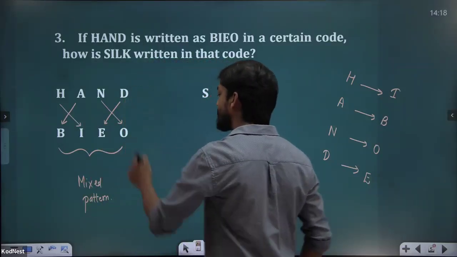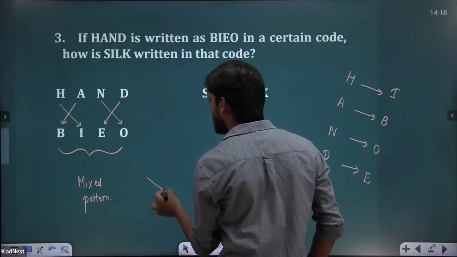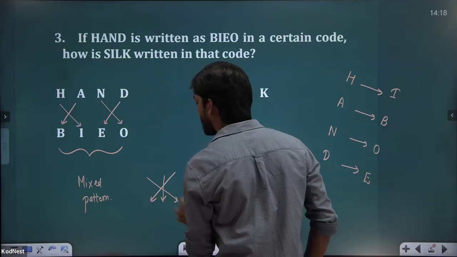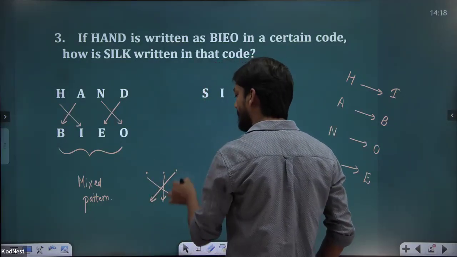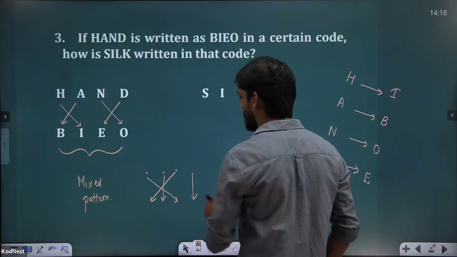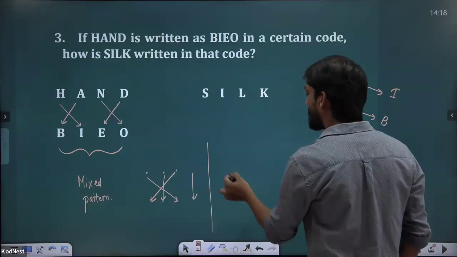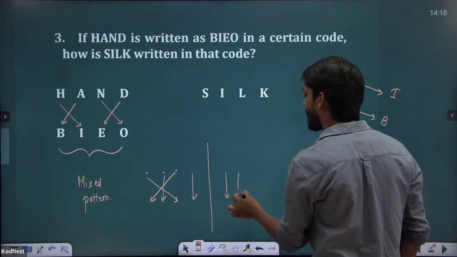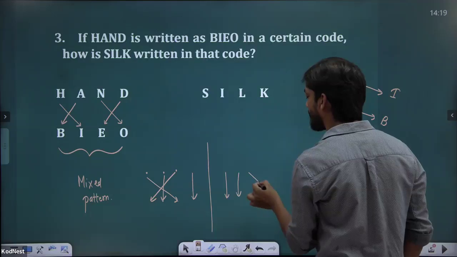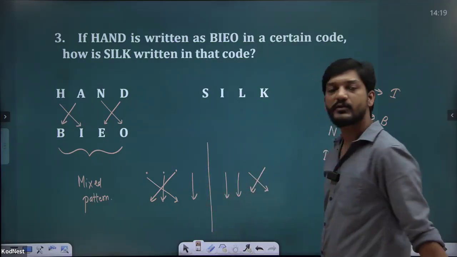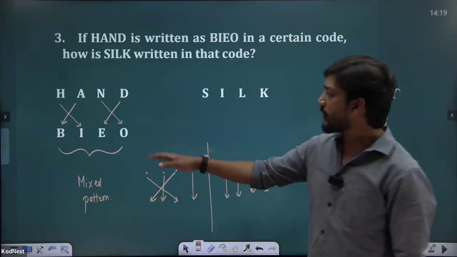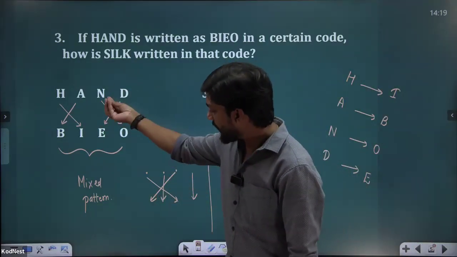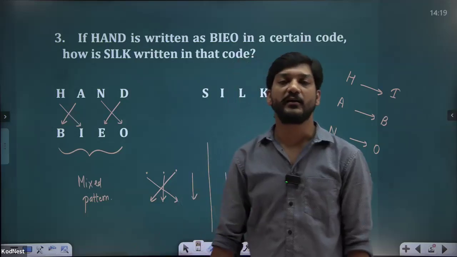Mixed pattern can be this way also. Three letters in this way, fourth letter like this. The mixed coding can be this way also. First two as it is, and last two in a reverse way. So mix has a lot of ways. It is not just the only way. This is one way in which you can observe mixed pattern.